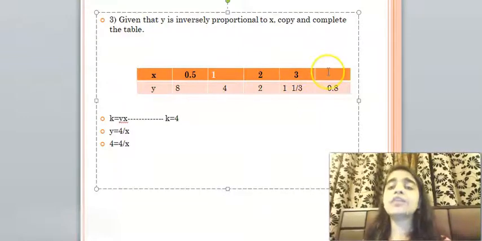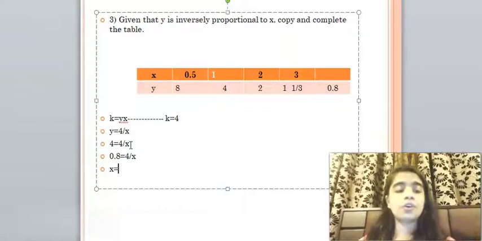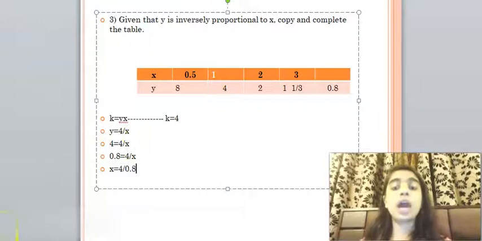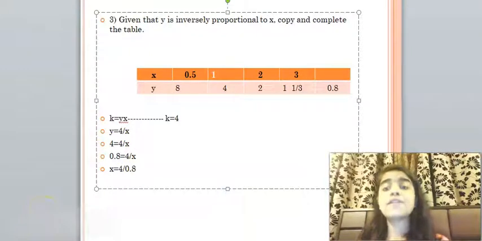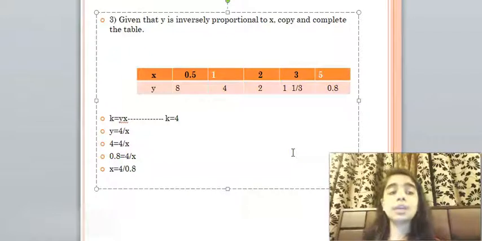Okay. And then we have 0.8 as y value. So 0.8 is equal to 4 upon x and we need to find x. So x will actually be 4 divided by 0.8. Okay. So now what is 4 divided by 0.8? That is 5. So x value will be 5. Alright. So we are done with this question as well. That is practice 10.